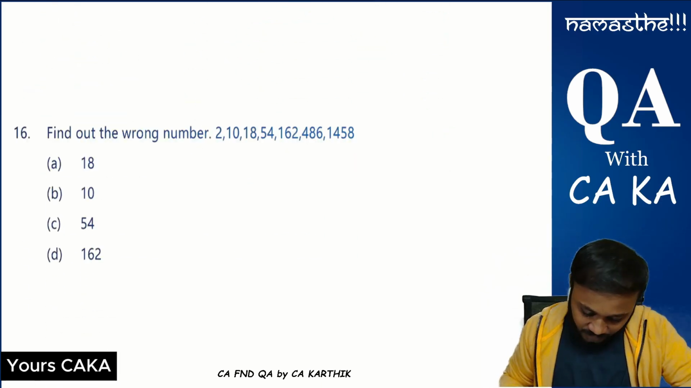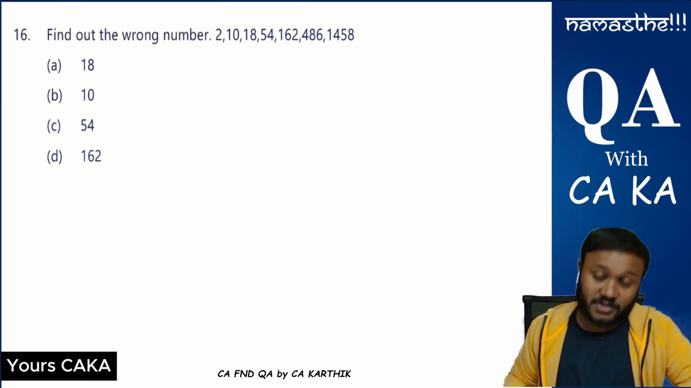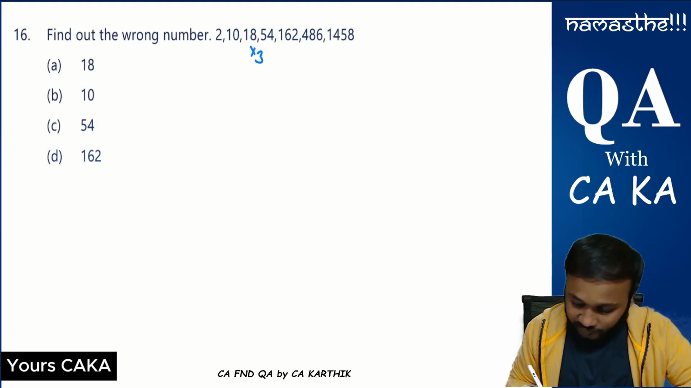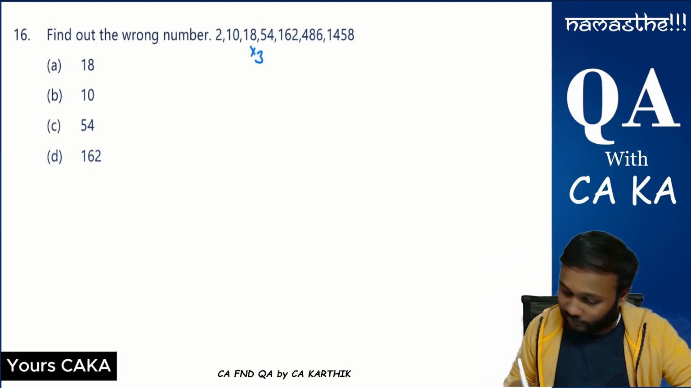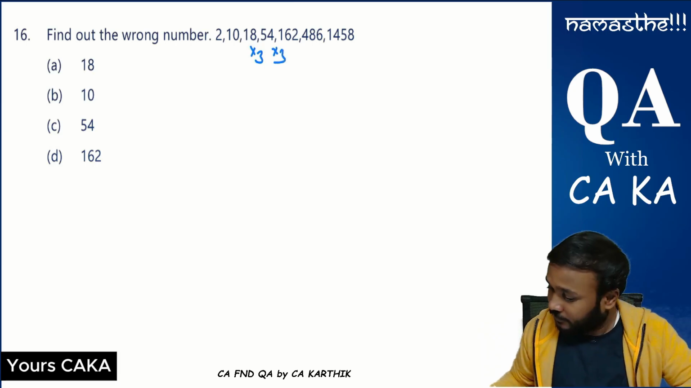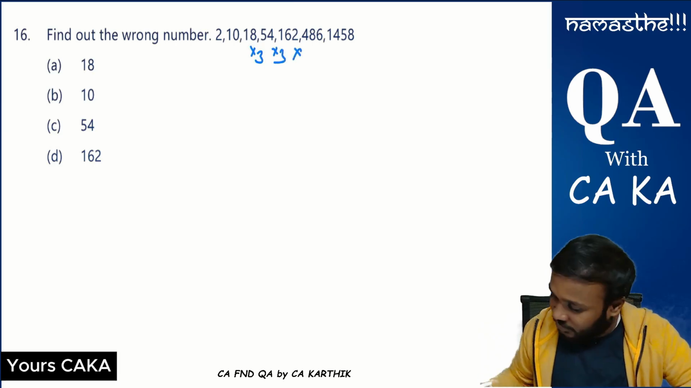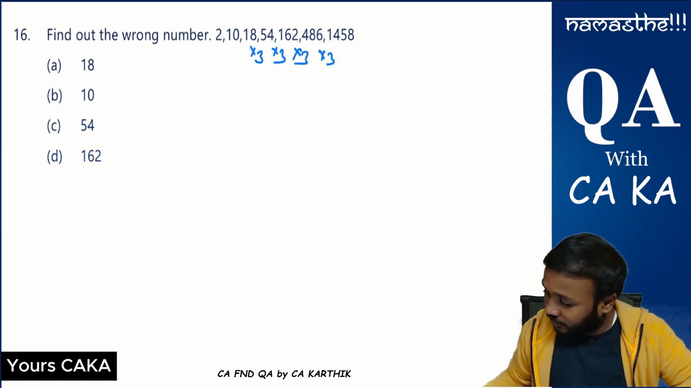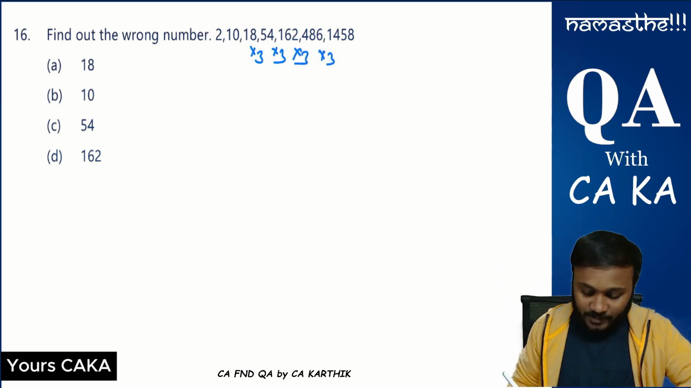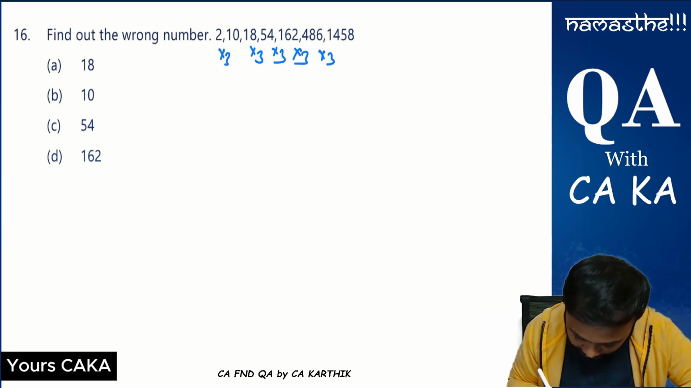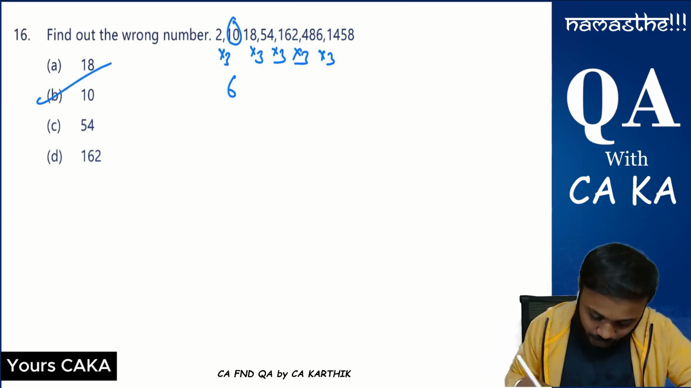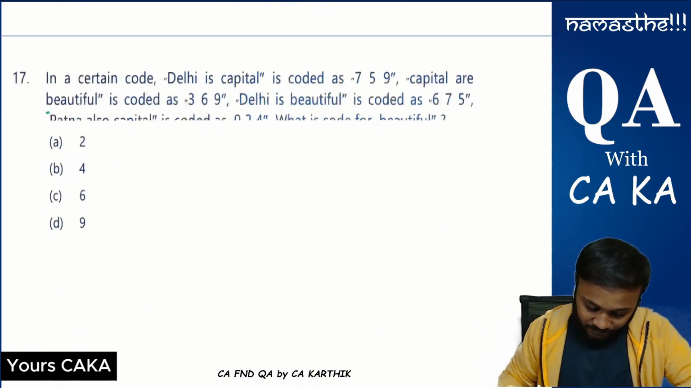Find out the wrong number. Very easy question, sir. How to find out? Now, if you see here, ignore 10. So 18 into 3, 54. Cross check, sir. 18 into 3, 54. 54 into 3, 162. 162 into 3, 486. This is also right. Into 3, 1458. So everything is perfect, sir. Now if you see 2 into 3, it should be 6. 6 into 3, 18. Yeah, this is perfect. So this is the wrong number. So option B is your right answer.